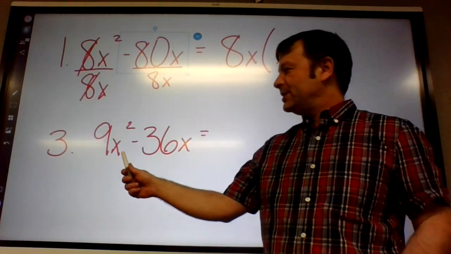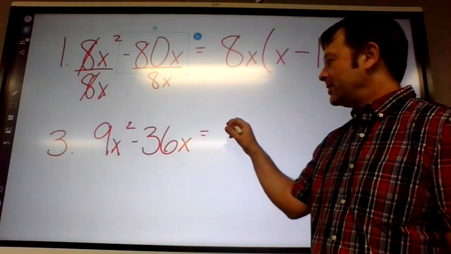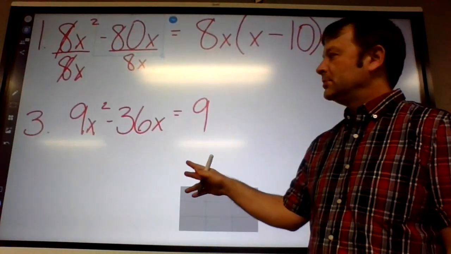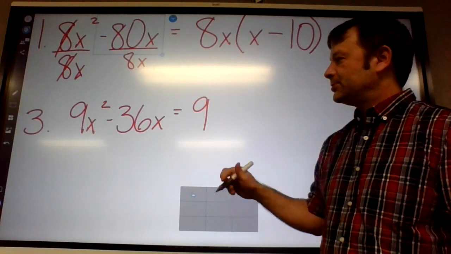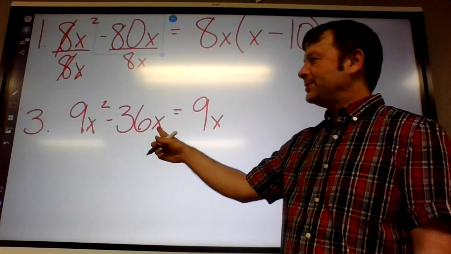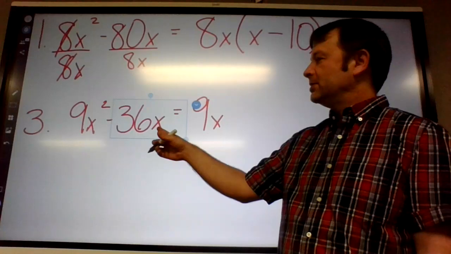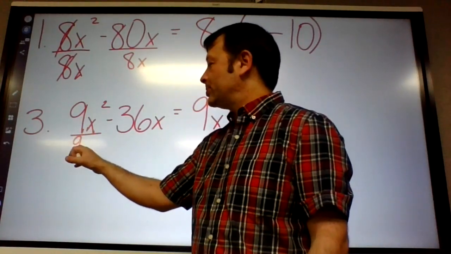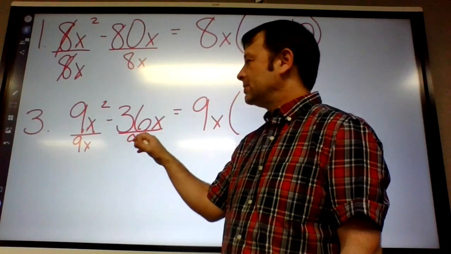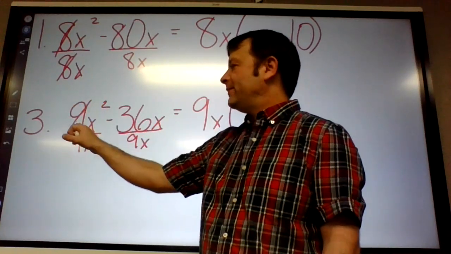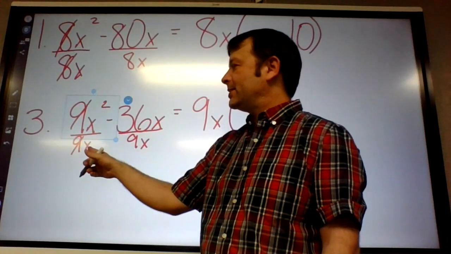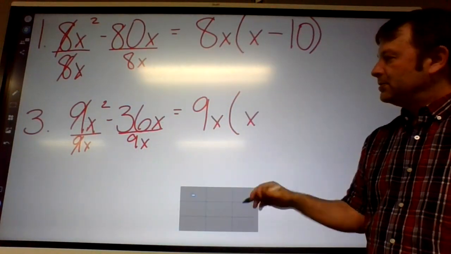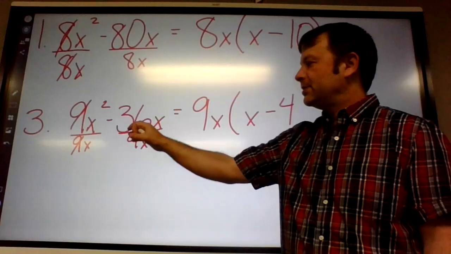Claire, do you know what goes into both of these? 9 and 36? 9. What about the x's? How many x's can we take out? Just 1. Okay. We can't take out 2 because this only has 1. So, all right. What's left? What will the first term become when we take out a 9x? Well, the 9 divided by 9 is 1. X squared divided by x is x. Yes. 36 divided by 9.